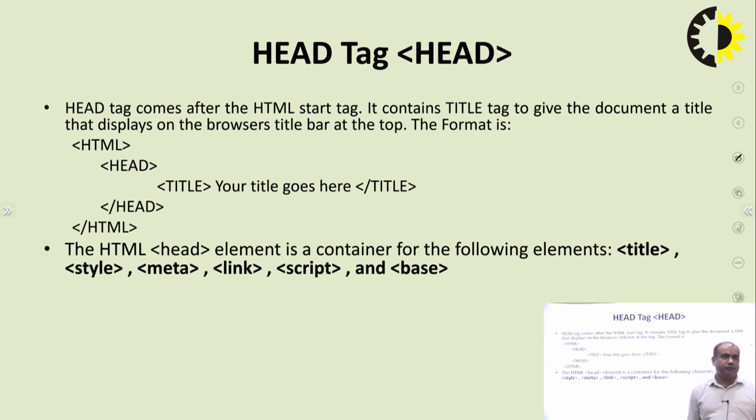Next is the head tag. The head tag always comes after the HTML start tag. It contains the title tag and other tags I have written here. The title tag gives the document a title that is displayed in the title bar at the top of the browser. So the format will be HTML, head, next is our title, we write the title here and the closing of the title tag. After that title tag, we close the head tag, and after that, we close the HTML tag.